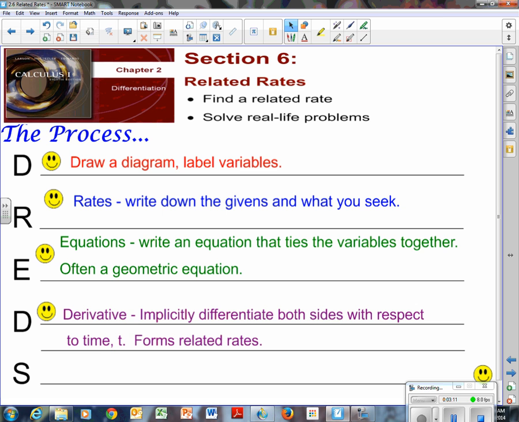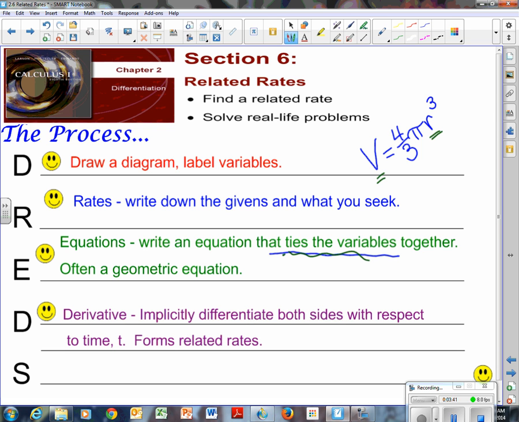Next, we'll try to write some equations. We want to write an equation, and this part's important, that ties the variables together. So like in the balloon, let's just pretend it was a perfect sphere. So I know the volume equation is 4/3 pi r cubed for a sphere. What's getting tied together here is the volume with the radius. And that's what we mean by we're able to write an equation that ties together multiple variables.